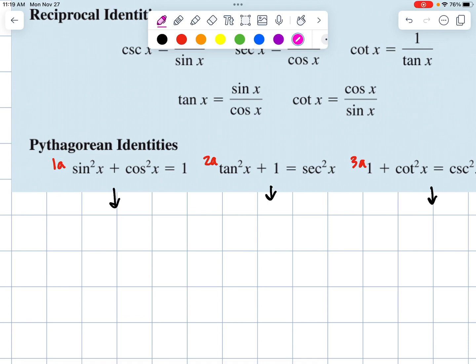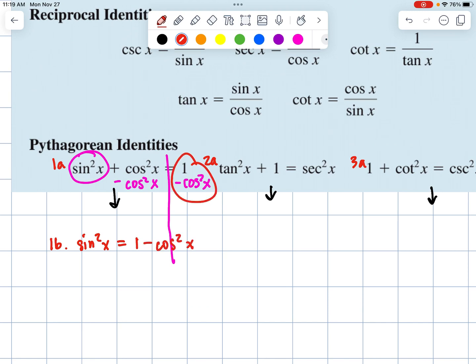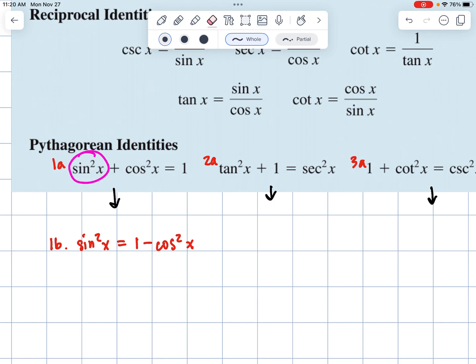What I mean by that is this. What if I wanted sine squared x completely by itself on the left side of this equal sign? Well, that means we would have to subtract cosine squared x. And whenever you subtract things from one side, you have to subtract it from the other, and you get a new equation. So our 1b of this equation is this. Sine squared x is by itself. It's equal to 1 minus cosine squared x. And that's what this is on the right side of the equation, okay? So that is an alternate version of this first equation.